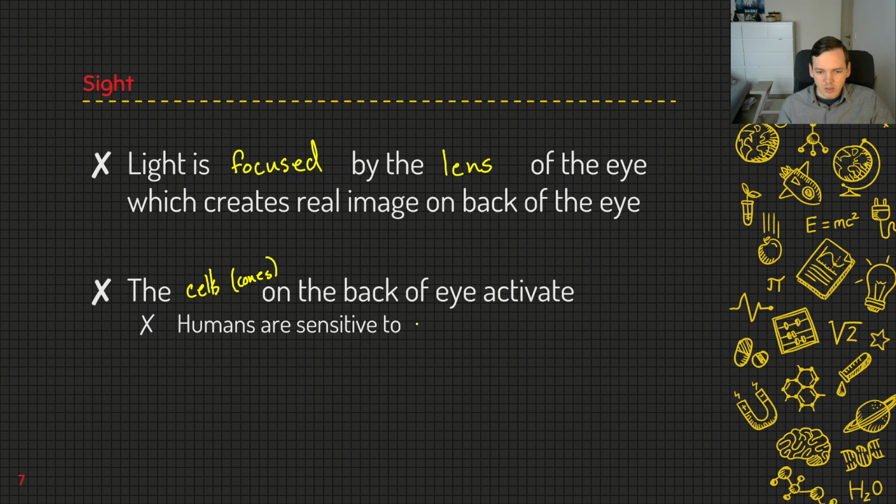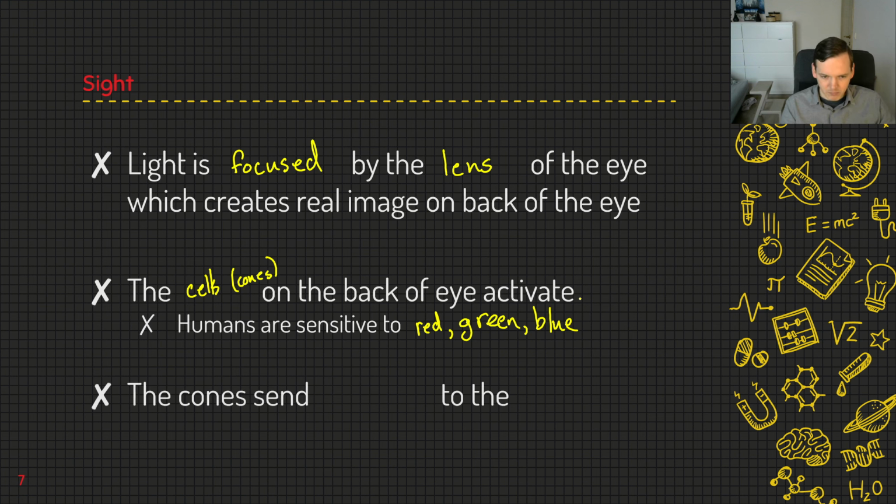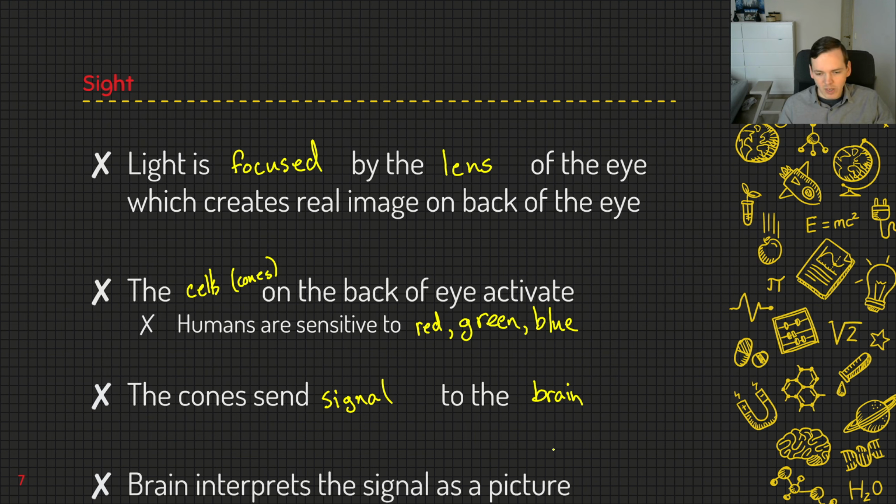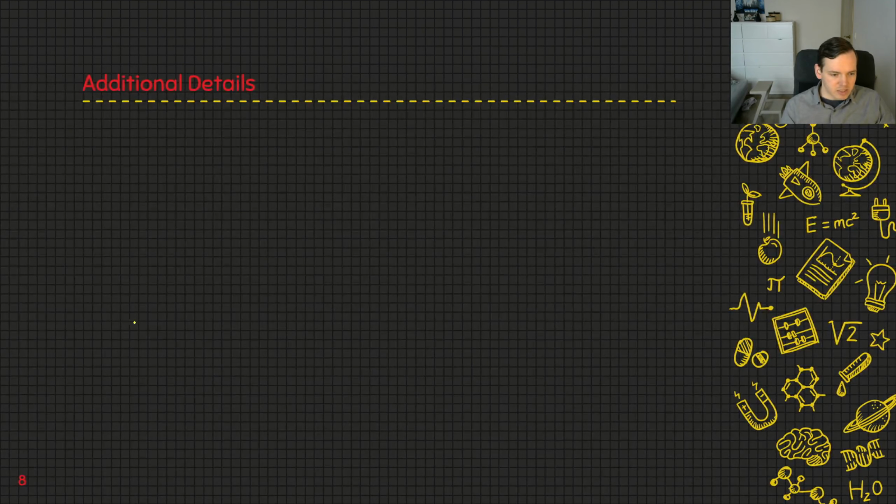And in particular, humans are sensitive to red, green, and blue light. We are most sensitive to those because we have cones that are primarily tuned to picking up red light, cones that are primarily tuned to picking up green light, and cones that are primarily tuned to picking up blue light. These cones in turn send a signal to the brain, and then the brain interprets the signal as a picture. And so let's get into some of the details of that.